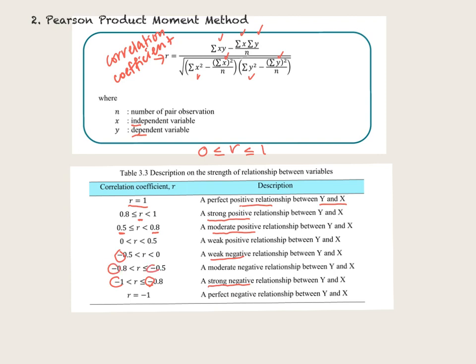And then less than 0.5, we are going to consider it a weak positive relationship, or if it is negative, it is a weak negative relationship. And then r equal to 0 means that there is no relationship between x and y.